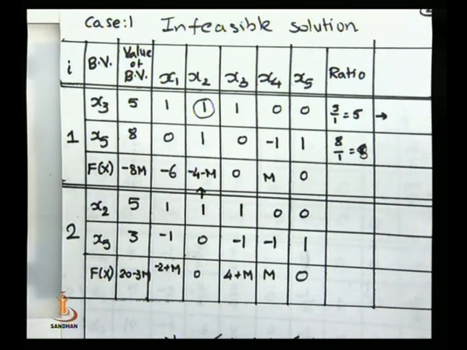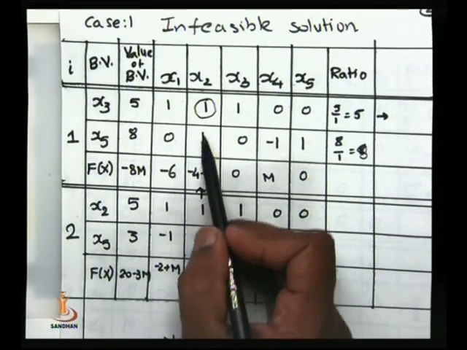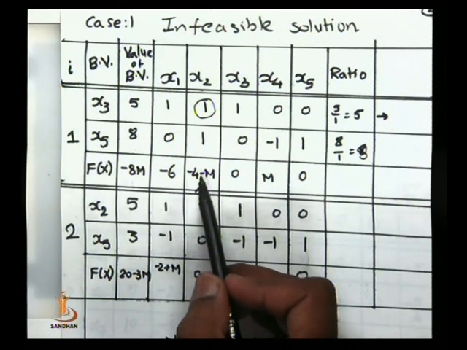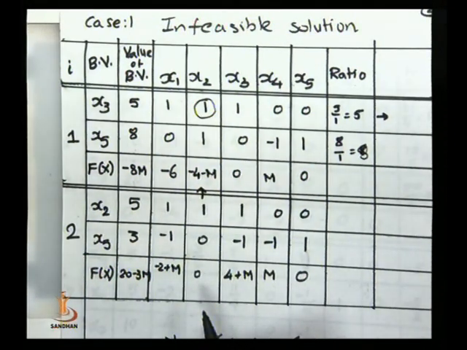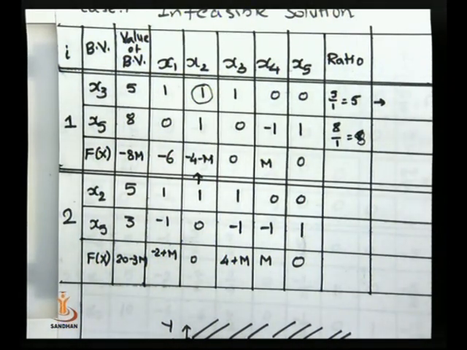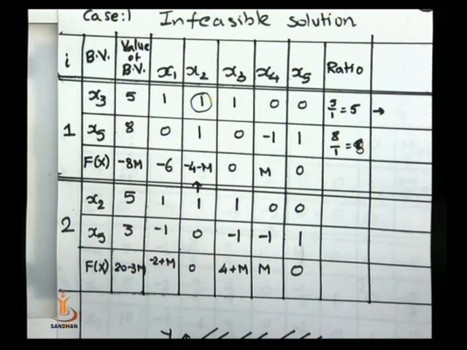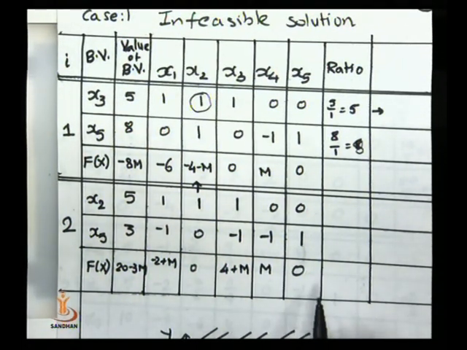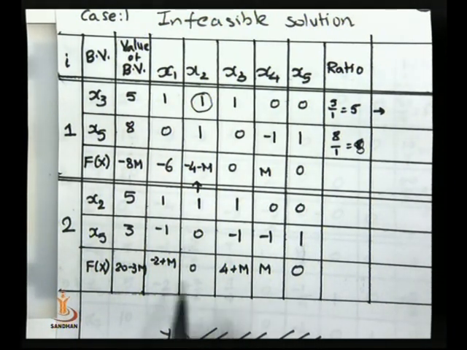Okay. So in the next iteration, what do we do? We make all numbers above and below this key element 0. So these are to be made 0, and by applying the elementary row operation, we get the following table. Now the main thing we have to understand in this is, observe the last row, the objective function row. Put m equal to something to get an idea about what type of values we are getting.